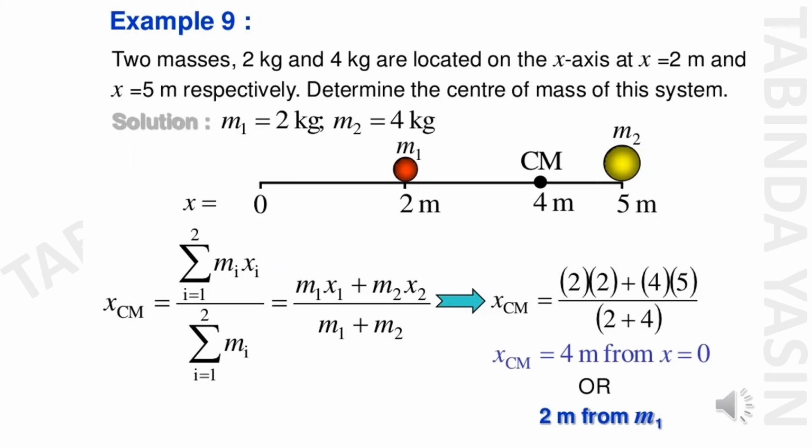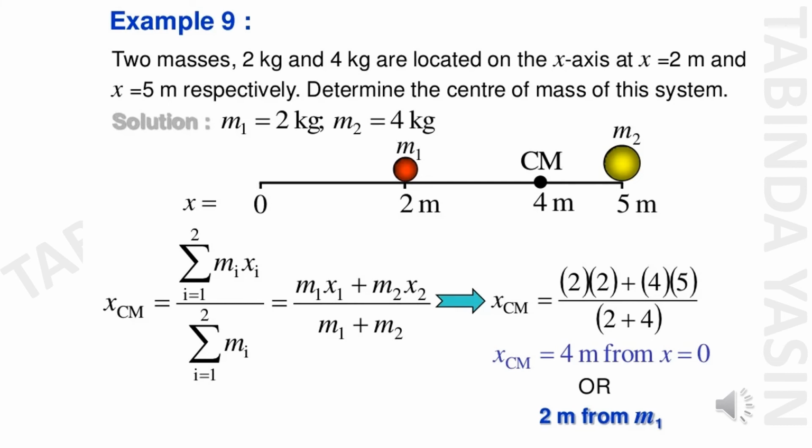Two masses 2 kg and 4 kg are located on the x-axis at x is equal to 2 meter and x is equal to 5 meter respectively. Determine the center of mass of the system. It means that the center of mass is between the two masses.